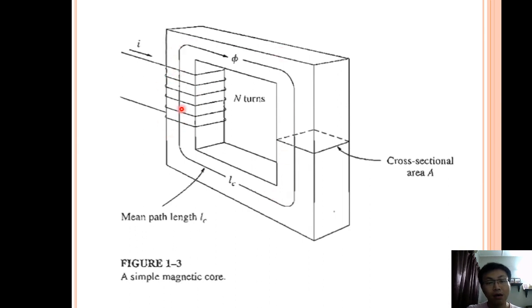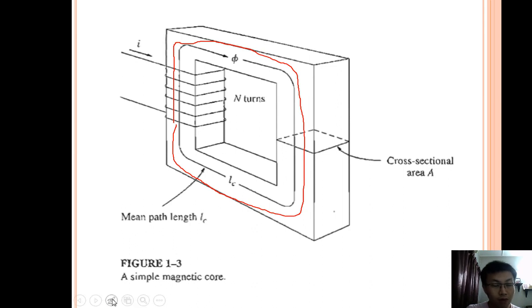Okay. Actually, we have a lot of flux going through this side. For example, from here to here to here to here. Why don't we choose this one? Why don't we choose the red color flux path? Path means the route. And why do we choose the center one? Actually, we just want to make it average. That's why we take the center one.